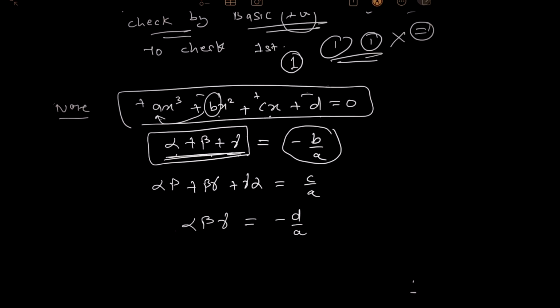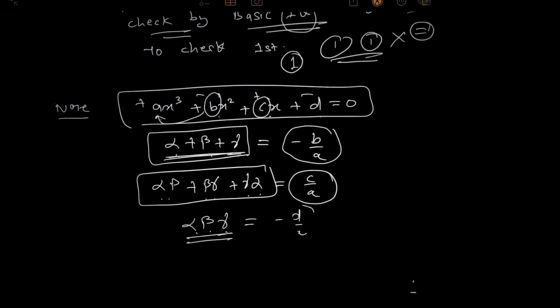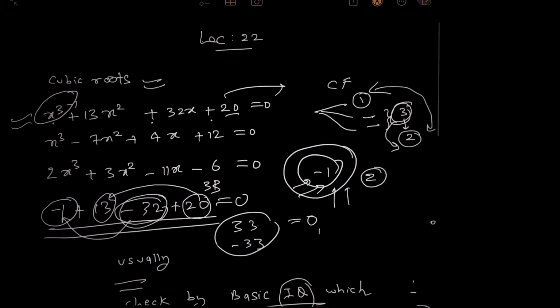Then the sum of products taken two at a time: alpha beta, beta gamma, gamma alpha. If you sum like this, it is c by a. And the product of all three, alpha beta gamma, is minus d by a. Correct? So this is just a note. Now we understand this and go back to solving the problem.